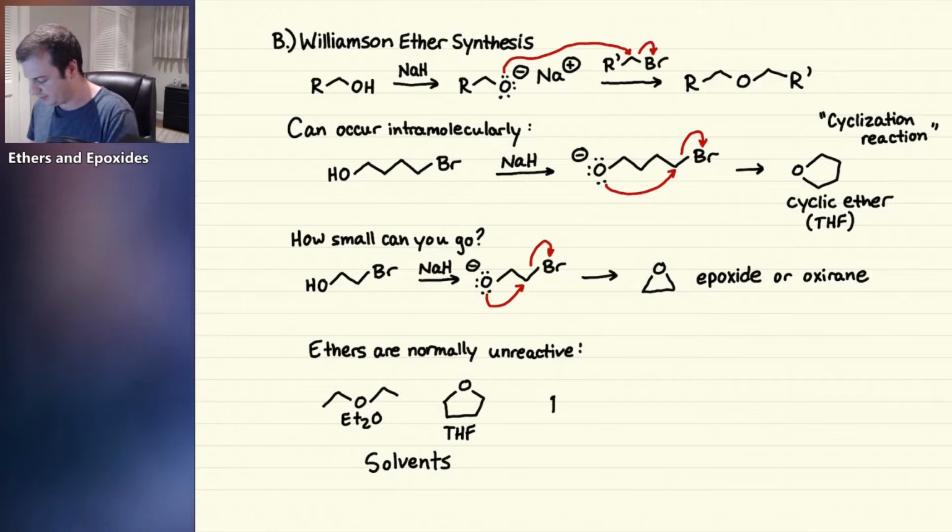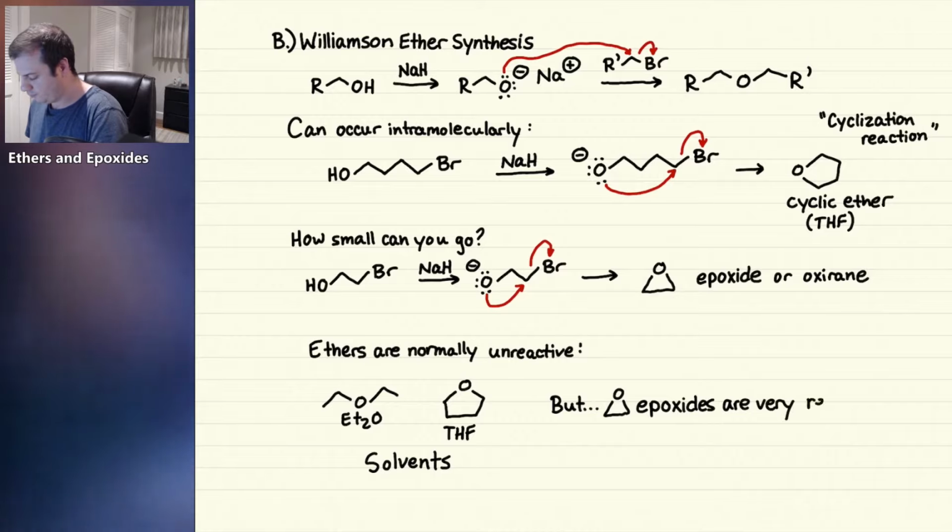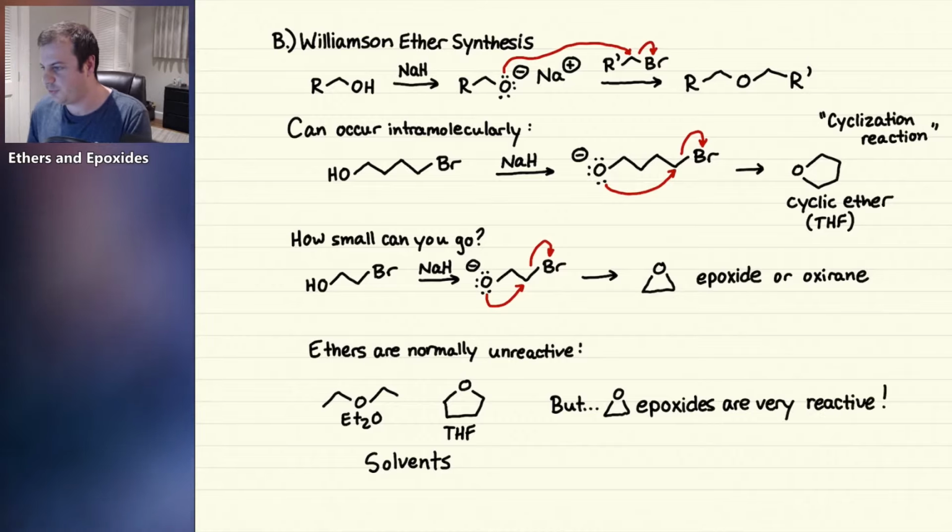However, epoxides are very reactive. The reason they're so reactive is because of ring strain. If you look at the epoxide, the bonds, which are sp3 hybridized carbon-carbon bonds, are set to 60 degrees, which is far from its ideal bond angle of 109.5. So because of all of this excess bond strain, the epoxide is just ready to bust open. And so as we're going to see, the reactions of epoxides are defined by their desire to burst open.